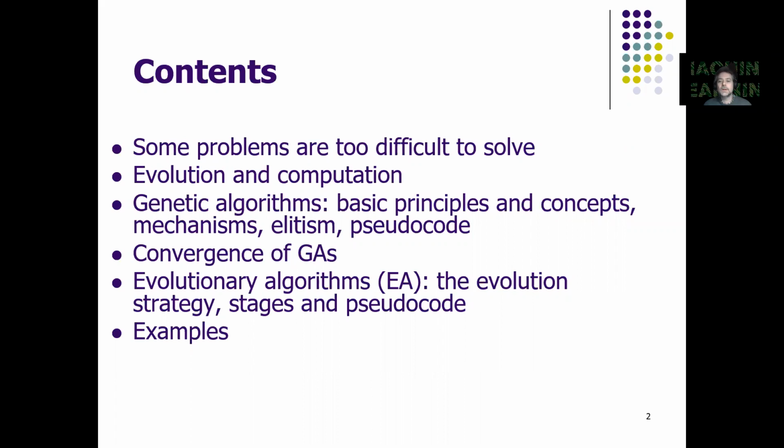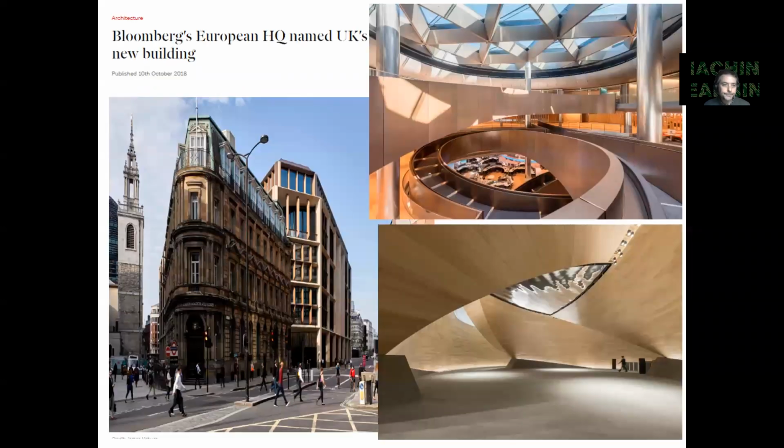I will explain the basic principles and operators of this method, and also a few things about its convergence. Then another algorithm of this type, it's called the evolutionary algorithm. I will explain the stages, the differences from the genetic algorithm, and give you some examples of pseudocode that work along these lines. I will finish with some examples that illustrate the use of the different operators.